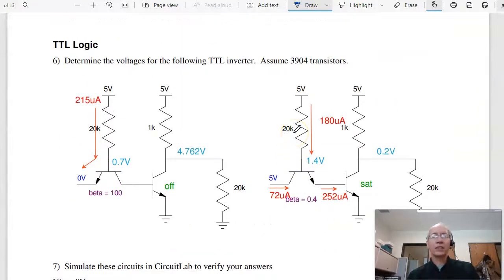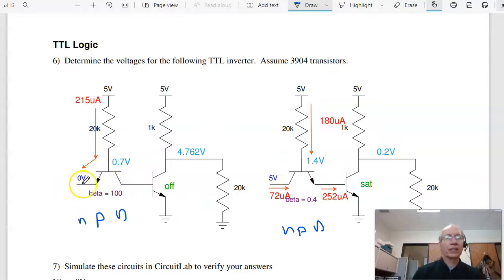Problem 6, TTL logic. This is kind of confusing. This transistor is the same. This is an NPN transistor. If I use it the correct way, then the gain is 100. If I use it incorrectly, it's still an NPN transistor, but due to the doping, the gain's lousy. So this direction, incorrect use, the gain is 0.4. Here the gain is high, 100.